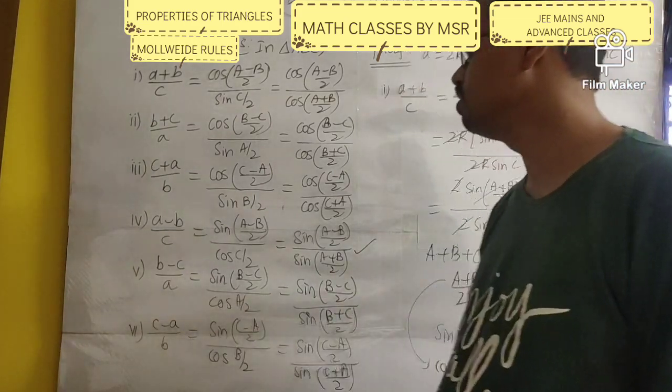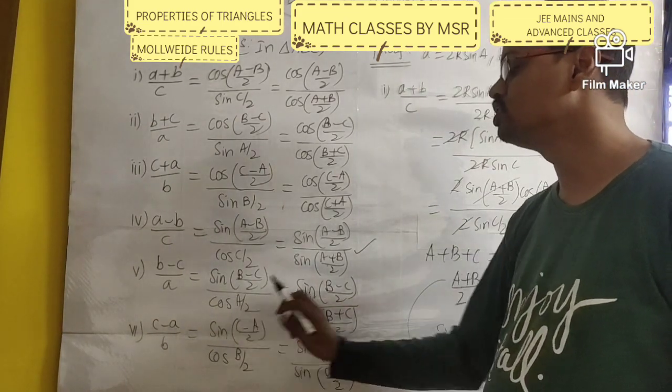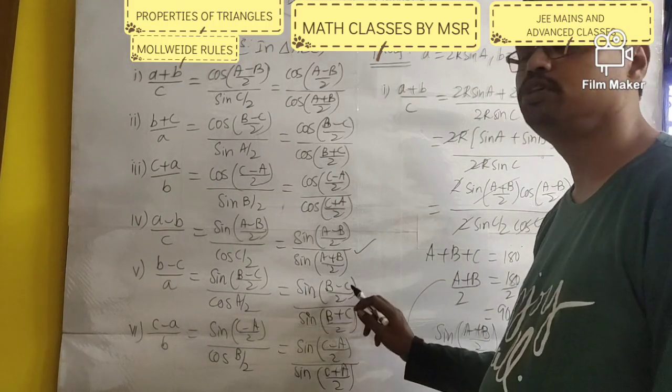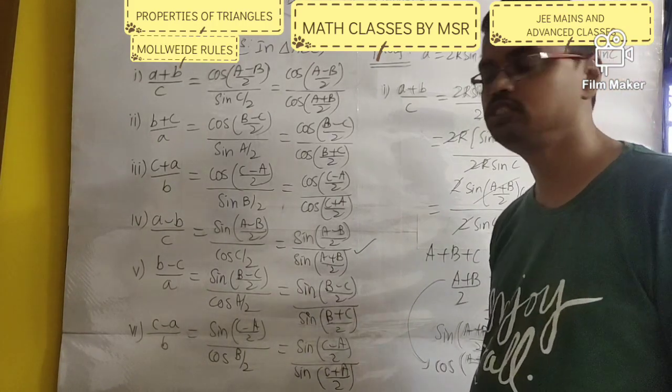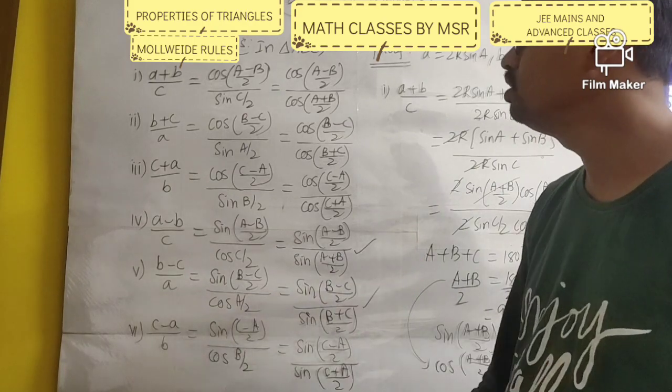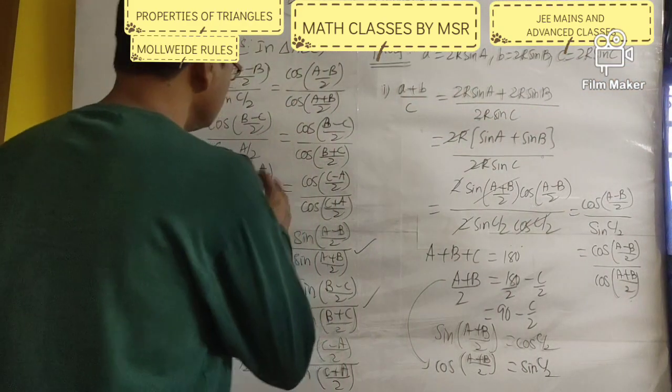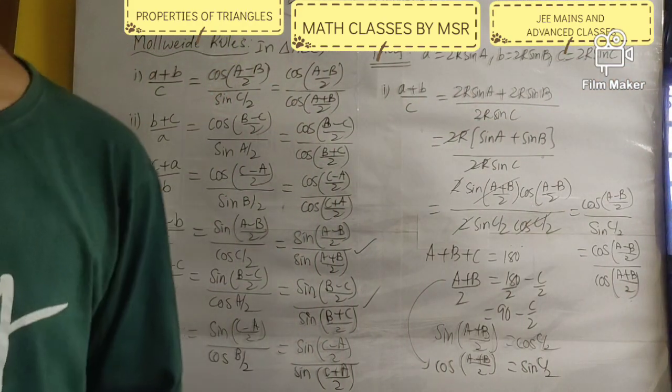Similarly (b minus c) by a, sin of (b minus c) by 2 by cos c by 2, or sin of (b minus c) by 2 by sin of (b plus c) by 2. So these all 6 formulae you can remember. These laws we call Mollweide's rules.